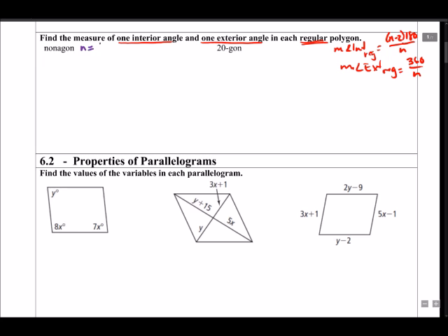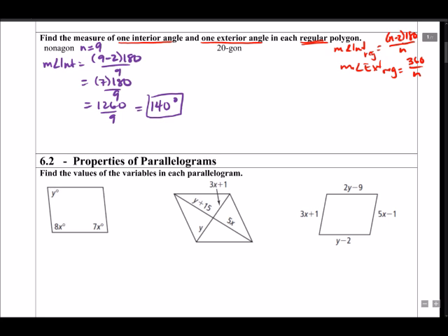Nonagon. Nonagon means 9, and n equals 9. And so the measure of one interior angle is 9 minus 2 times 180 divided by 9. And that equals 7 times 180 divided by 9, which is what? 1260 divided by 9. So the measure of one interior angle is 140 degrees in our nonagon.